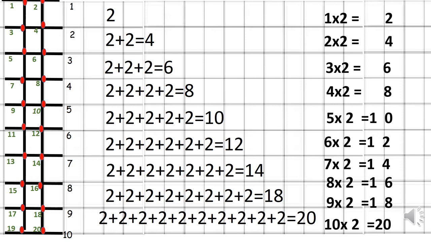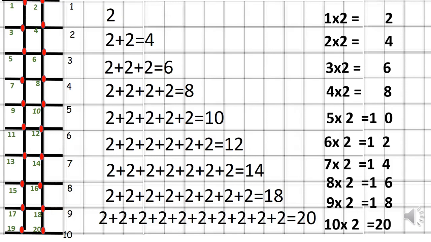Now we will convert the addition facts into multiplication facts. In the first line we have written 2 only once, so the multiplication fact will be 1 times 2, and the product is 2. Now in the second line we have written 2 twice, so the multiplication fact will be 2 times 2. The product is 4.